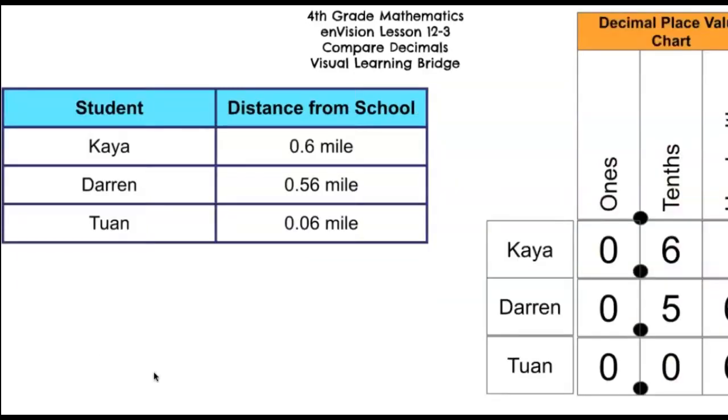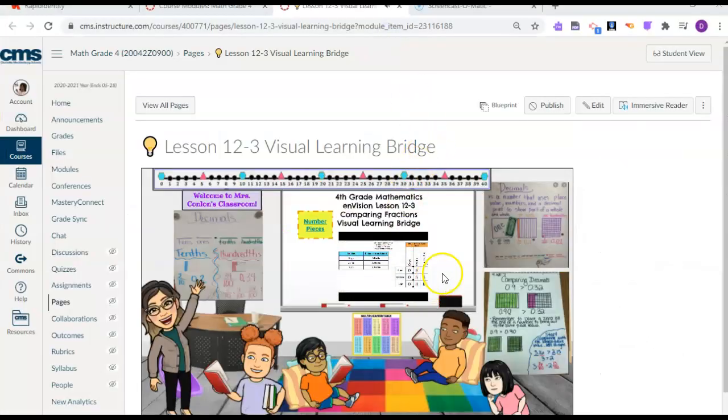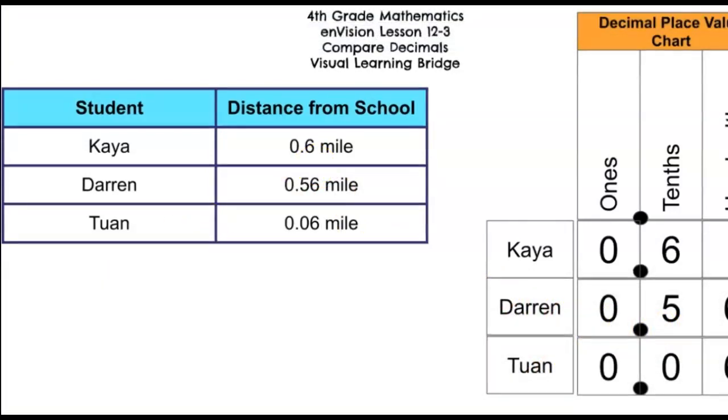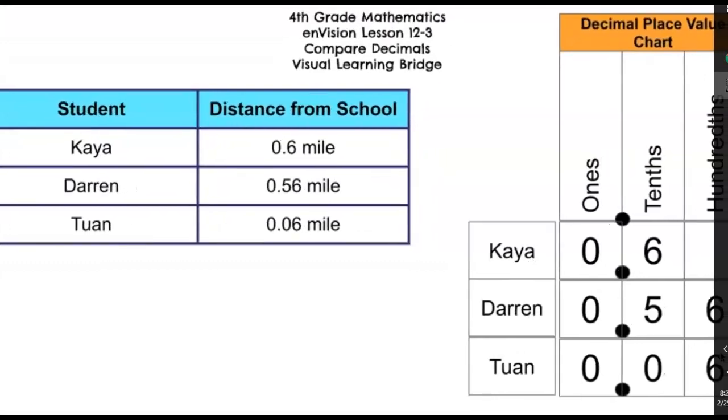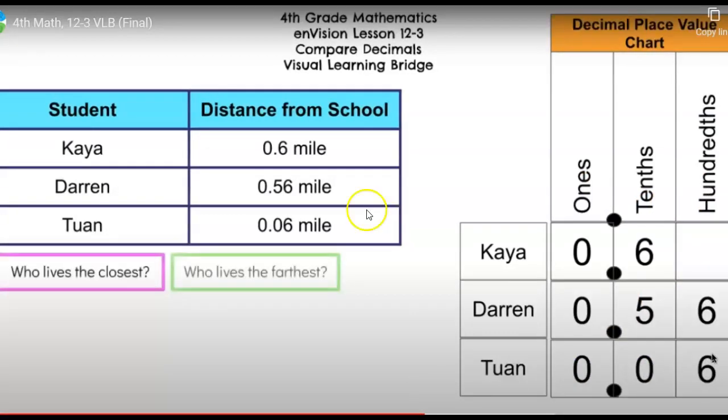Here we have Kaya's amount, which we would say is 6/10. Darren's amount, how would you say this? Say it out loud to yourself. 56 hundredths. And Tuan's amount, his distance, is 6 hundredths. Each of these amounts, I want you to be able to say them correctly. So go back and do that again if you would like. So we're trying to determine who lives the closest and who lives the farthest from school.